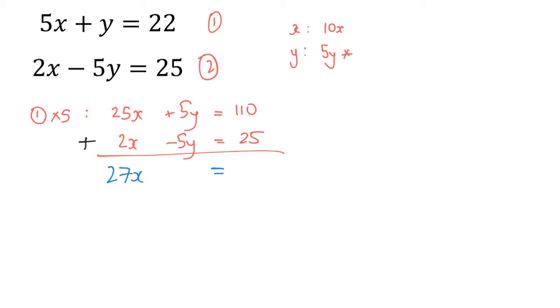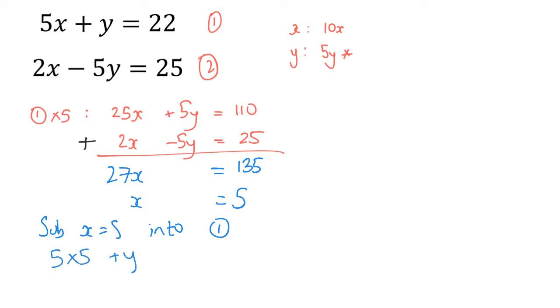27x equals 135. And if we divide both sides by 27, then x works out to be 5. So substitute x equals 5 into equation 1. So we've got 5x, so that's 5 multiplied by 5, plus y equals 22. 25 plus y equals 22. Take the 25 across and we get that y equals minus 3.